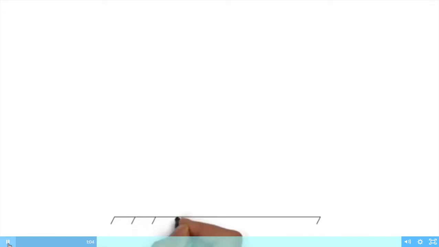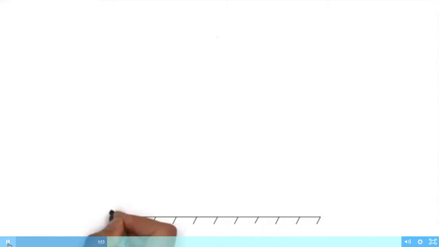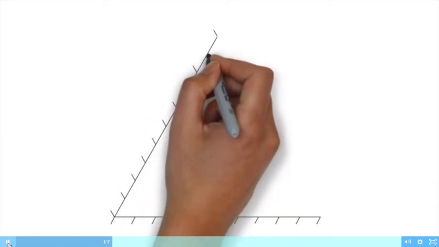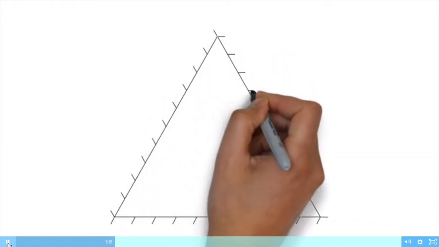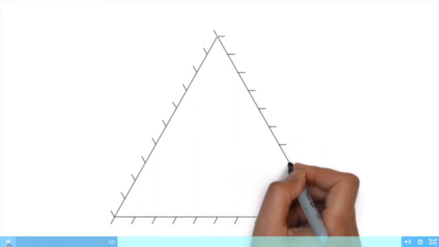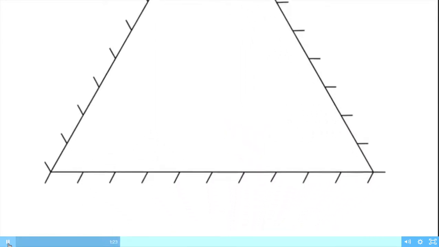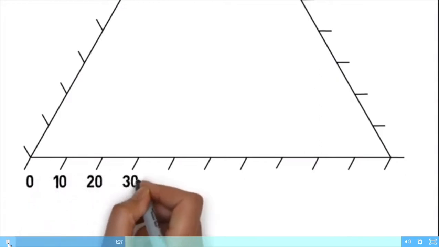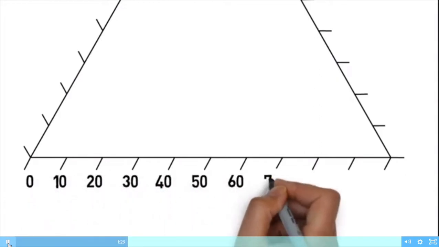Begin by drawing a 10 centimetre horizontal line as the base of our triangle. Divide it into 10 1 centimetre sections. Draw the other two 10 centimetre lines with 60-degree internal angles and divide them into 10 equal divisions. Number off the divisions 0 to 100% on each side.